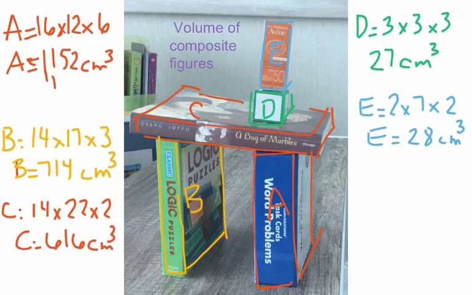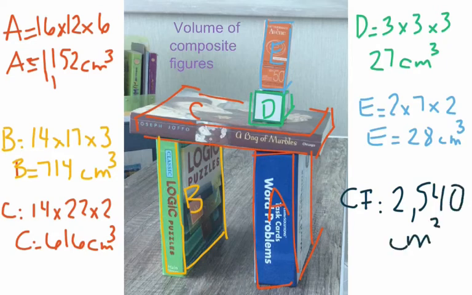So if I add all of these partial volumes together, the total volume of my composite figure, that I'm going to label composite figure, is 2,540 cubic centimeters. Please do not forget to include cubic centimeters, or it is wrong. If you just put 2,540, it's not correct. It's not telling me it's volume. Once I see that it's a cubic unit, then I know it is volume.